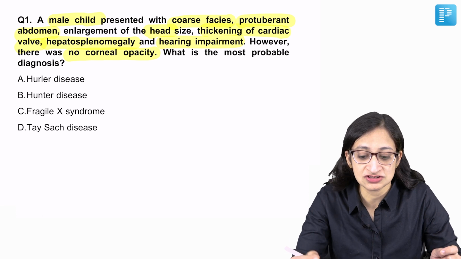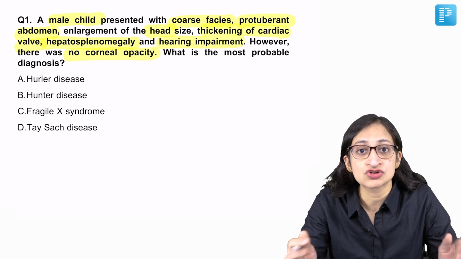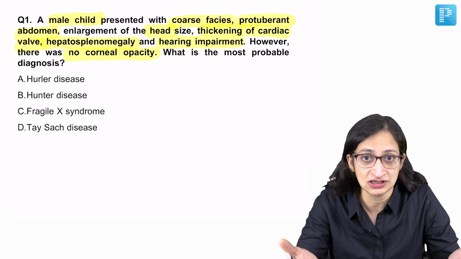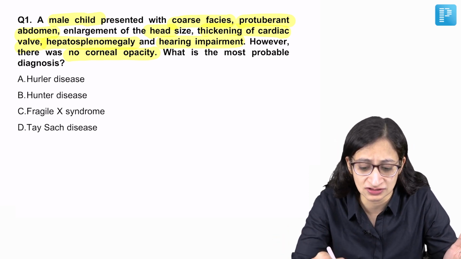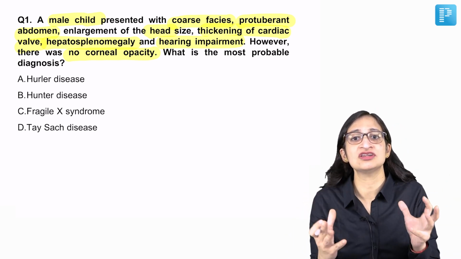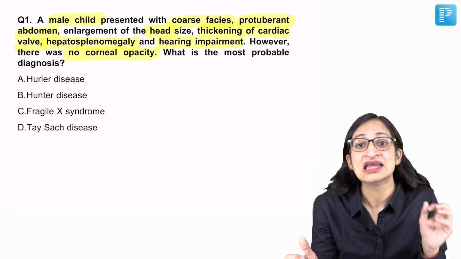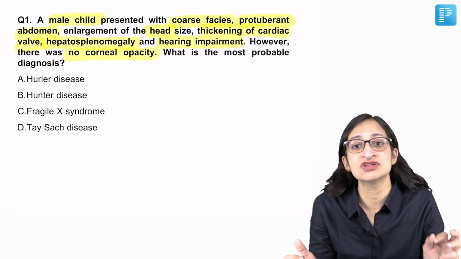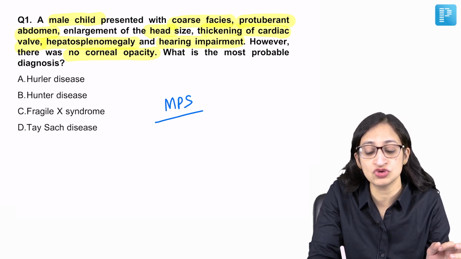Now, all these features that I've highlighted: the coarseness of the facial features, which I'll show you a picture of, the protuberant abdomen, which is mostly because of the hepatosplenomegaly and the lax abdominal wall, and these children may even have inguinal hernias, enlargement of the head size, thickening of cardiac valves, hepatosplenomegaly. All of this shows that there is deposition of some substance in the body. Excess deposition of glycosaminoglycans can cause this kind of picture, which is seen in a group of disorders known as mucopolysaccharidosis.